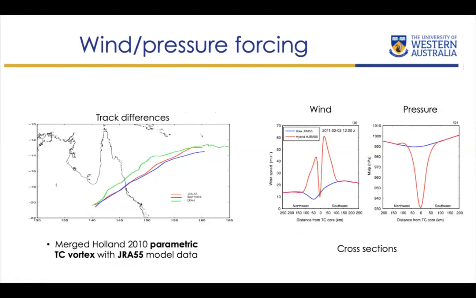Track differences, we looked at a couple of different reanalyses as well. The ERA interim had the track more than 100 kilometers away from where the JRA 55 and the best track estimates were, so that wasn't going to be very useful for this storm. And JRA 55 has some sort of assimilation to get the track in the right place, so that worked for us.